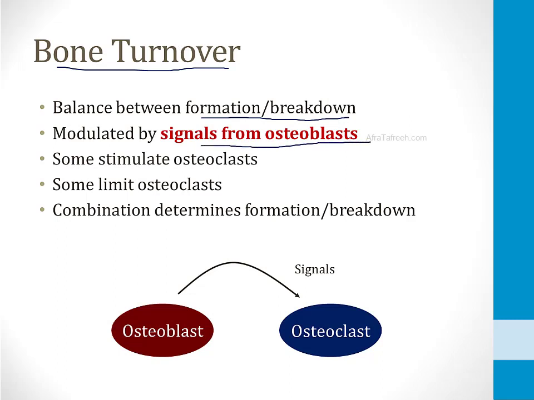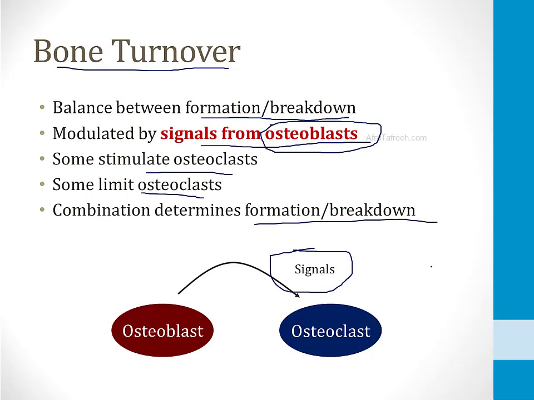What you need to understand is that this entire system of bone turnover is modulated by signals from the osteoblast. The osteoblast is really the controller of bone turnover, and the osteoclast is really just a slave to the osteoblast. These signals, which come from the osteoblast, some of them stimulate osteoclasts, some limit osteoclasts, and the combination determines the rate of bone formation and breakdown.